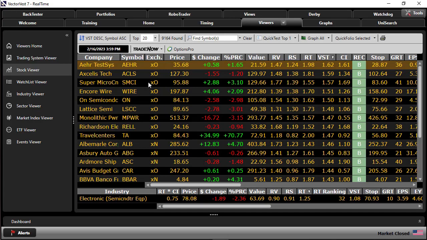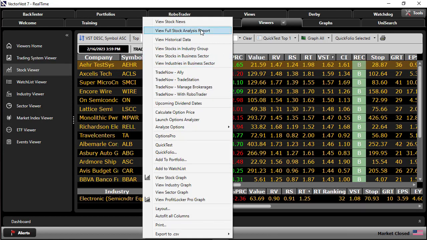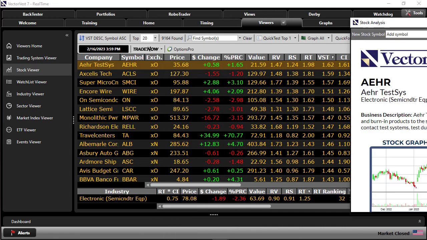I'm going to open up the VectorVest program, and VectorVest has a suite of both fundamental and technical analysis indicators that make it very easy for us to analyze any stock in the database within, I'd say, about 10 or 15 seconds. When we talk about VectorVest indicators, I always like to open up a stock analysis report because the definitions are there, and it just makes much more sense to start there. So I'm going to right-click on a stock. We're in the stock viewer. Go to View Stock Analysis Report.